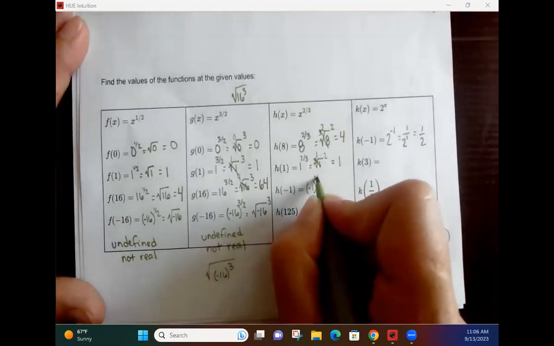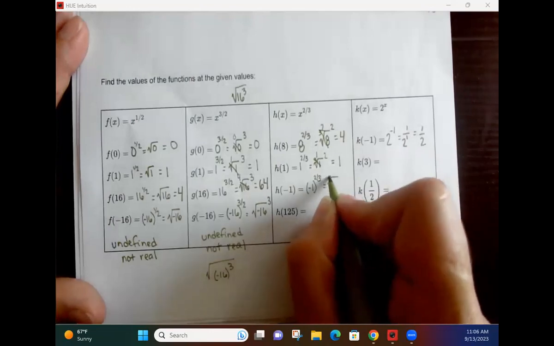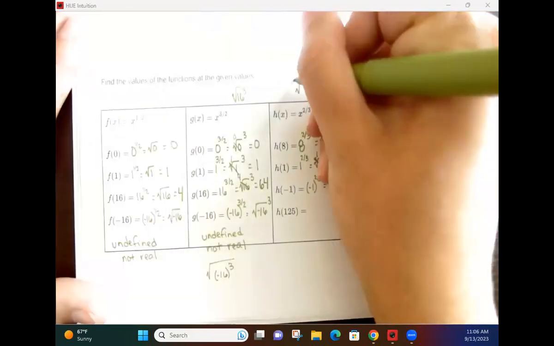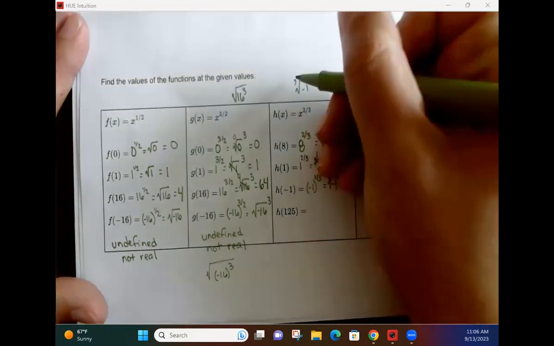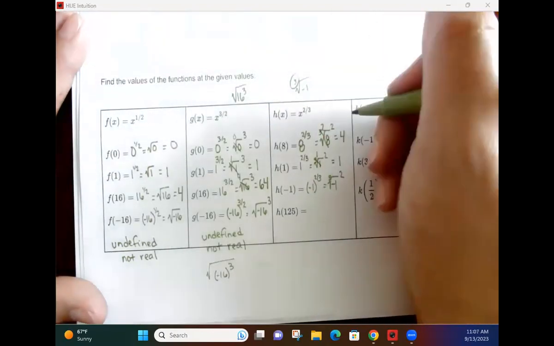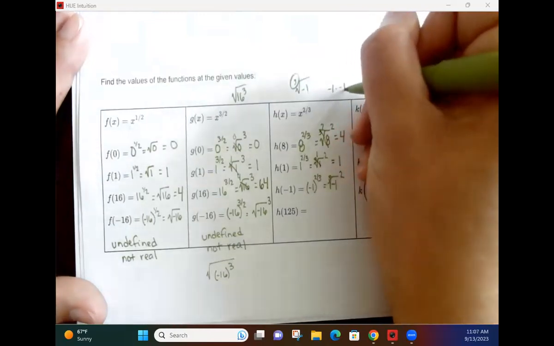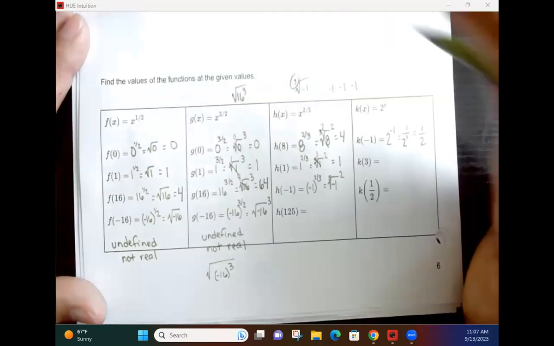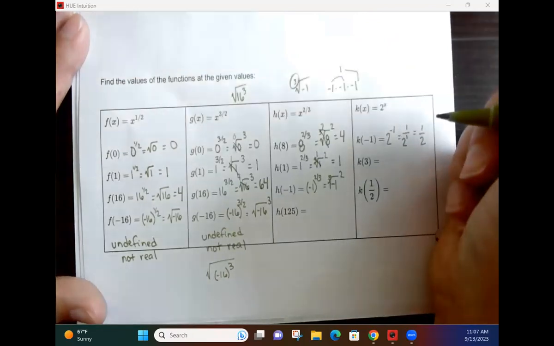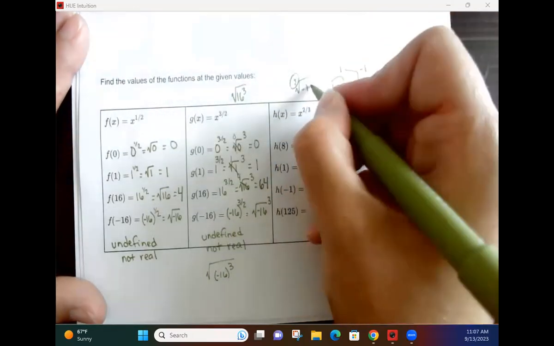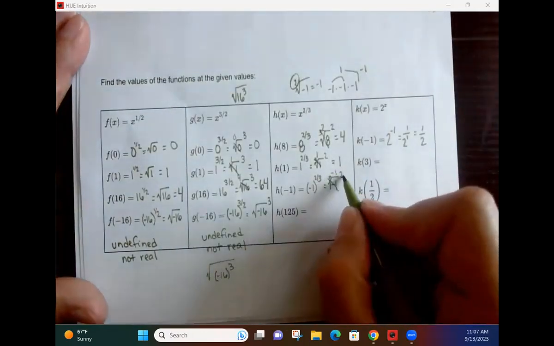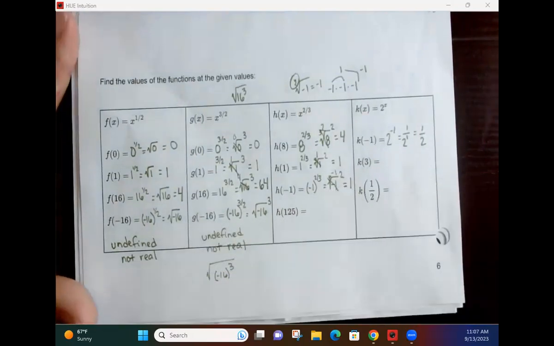Negative 1 to the 2/3 power would be the cube root of negative 1, then squared. So the cube root of an odd number is okay. We're asking what would you multiply 3 times? In order to get the cube root of negative 1, I could do negative 1 times negative 1 times negative 1. When I multiply two of these together, we get +1. When I multiply by -1 again, I end up with -1. So the cube root of -1 is -1. And then -1 squared gives us +1.